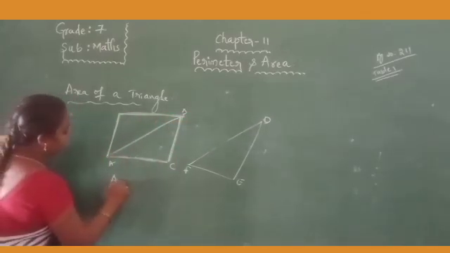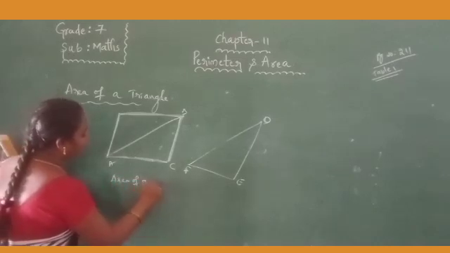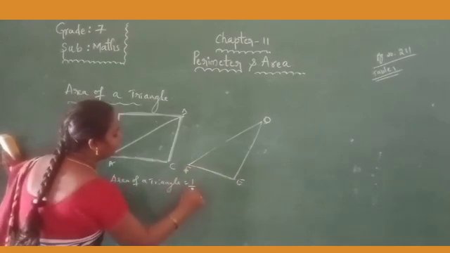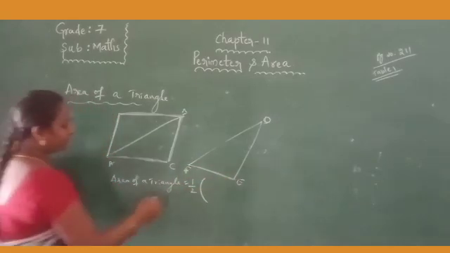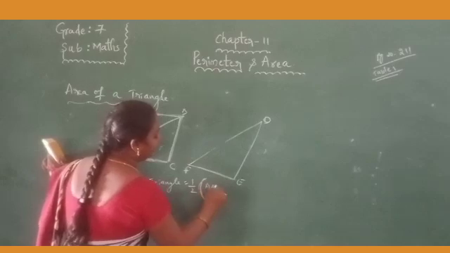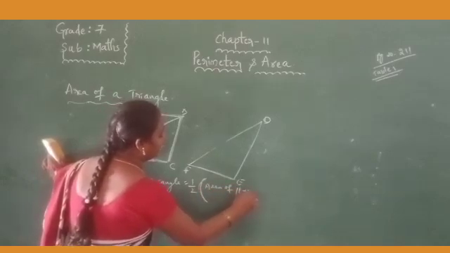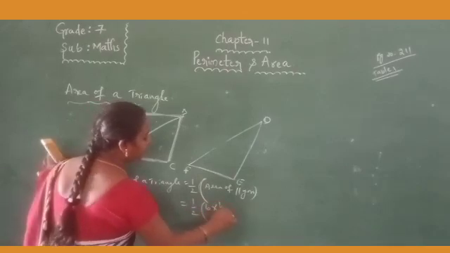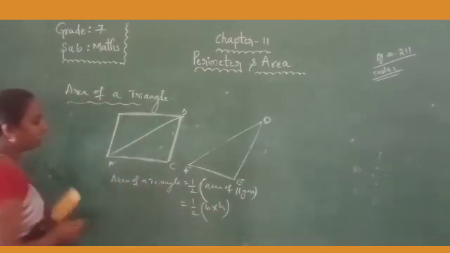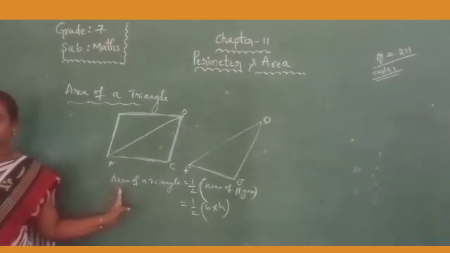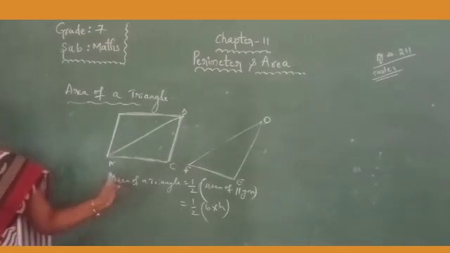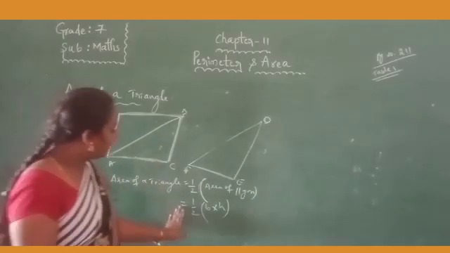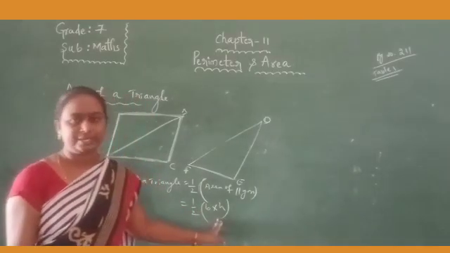So that means the area of a triangle is equal to half of the area of the parallelogram. So what is the area of parallelogram? Base into height. Half into that is equal to the area of a triangle. Is it clear, children? Right. So now tell me what is the area of triangle? Area of triangle is half into base into height.